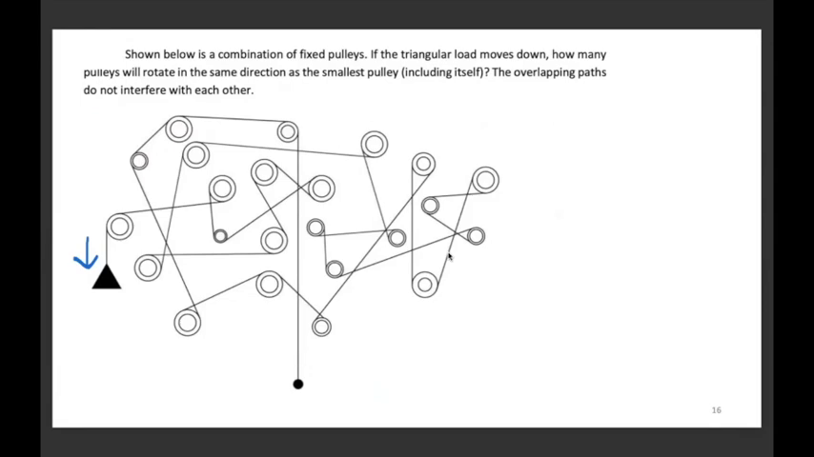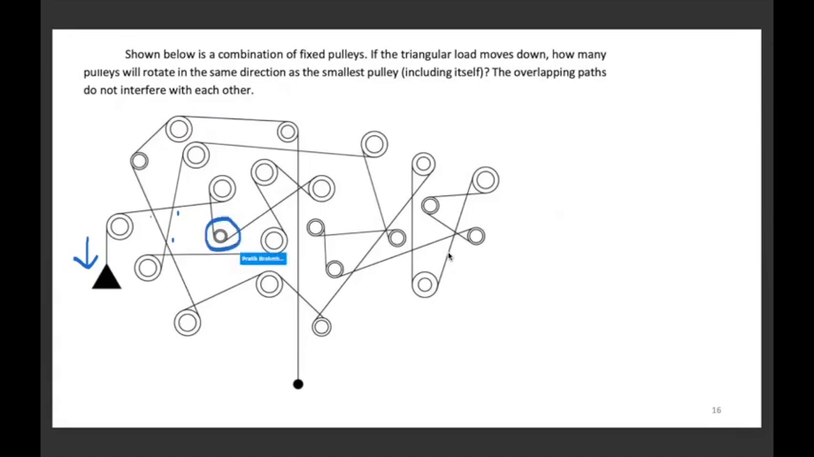When I say that the overlapping paths do not interfere with each other, what it means is there are these intersections which are happening. We are given here that the intersections do not interfere or combine with each other. Okay. All right. So let's see. Here, what you're given is that we have to identify the pulleys that rotate in the same direction as the smallest. The smallest pulley is this one.